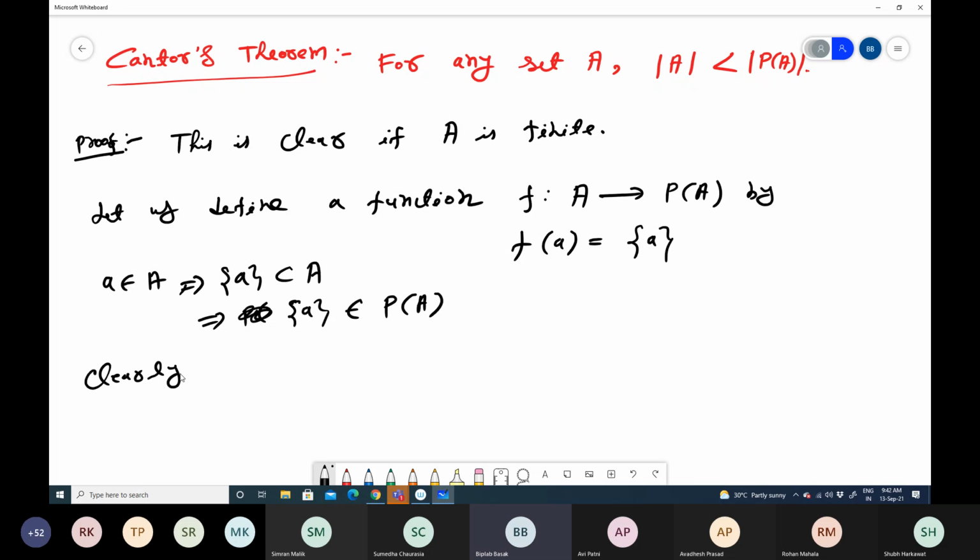F is injective. Now since F is injective, therefore the cardinality of A is less than or equal to the cardinality of the power set of A. Now we prove the second part, that there is no bijection between them.